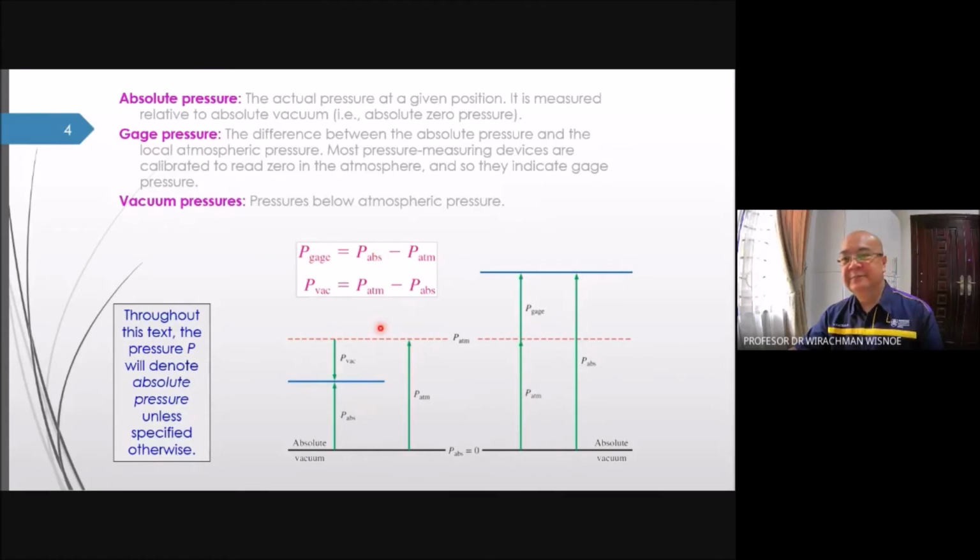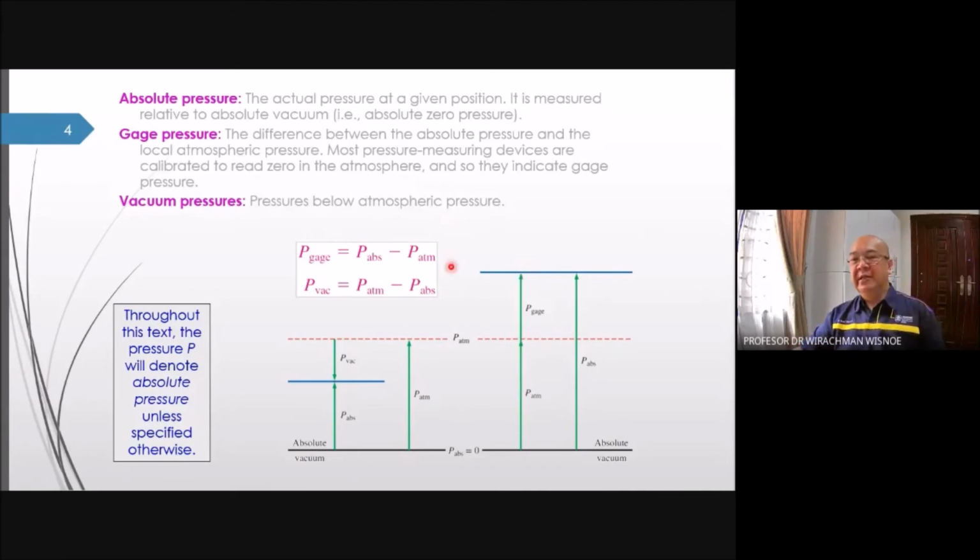P atmosphere. Suppose that if we draw using a diagram, if we have atmospheric pressure here at this level, if the pressure of your system is higher, then the difference between the atmospheric to your pressure, which is this one, we call it gauge. But if you start from the datum, the reference line, from this point up to the pressure of your system, this one we call it total pressure.